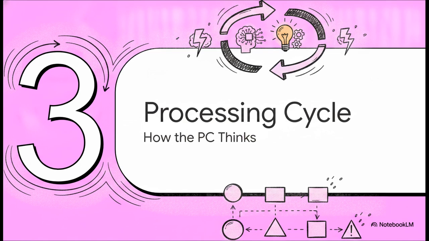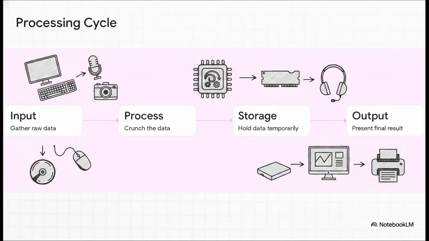Section 3. The processing cycle. How the PC thinks. Literally every single thing a computer does, from opening a web browser to rendering some massive 3D movie, breaks down into a sequential, four-step journey. First is input, gathering the raw data. Second is process, the CPU crunching that data. Third is storage, holding onto the data temporarily in RAM or permanently on a hard drive. And fourth is output, presenting the final result back to you, the user.